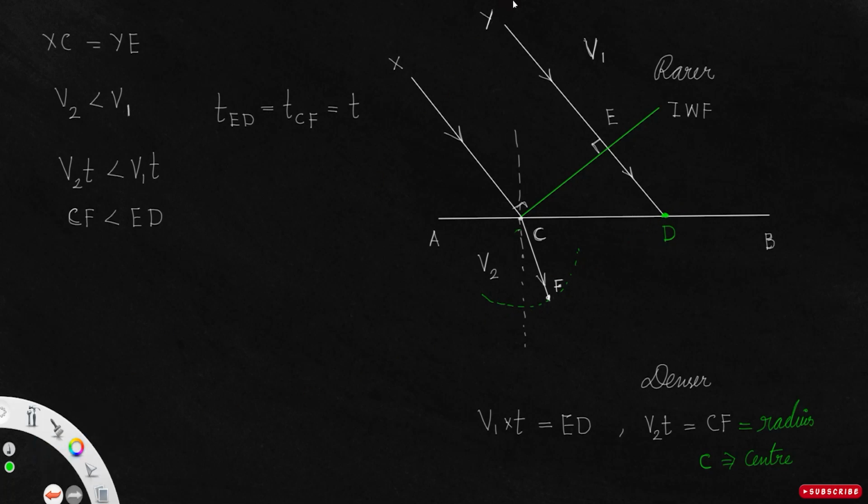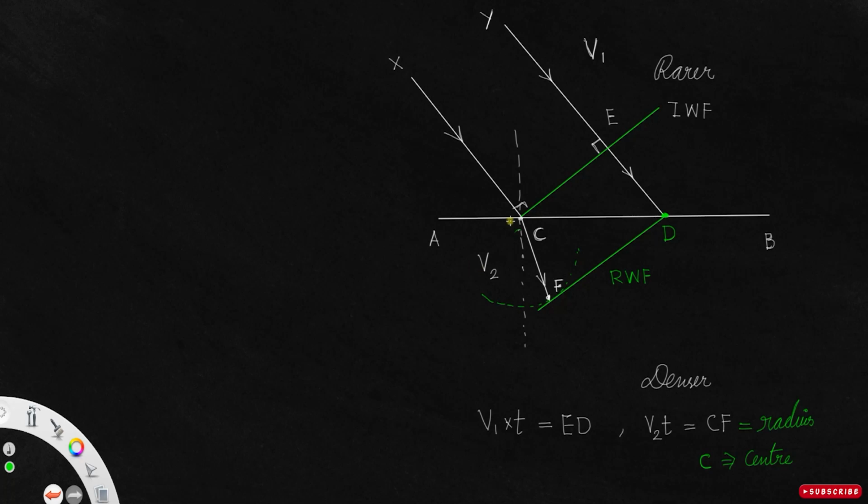Now how will I draw the refracted wavefront? What I have to do is connect these two such that this line should be tangent to this arc. Now this gives me the refracted wavefront. This is the incident wavefront CE, and we have FD, the refracted wavefront. Now let me erase all this.